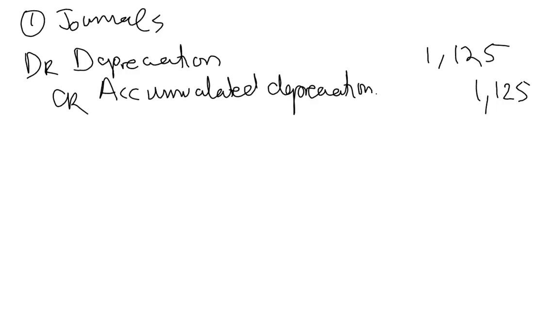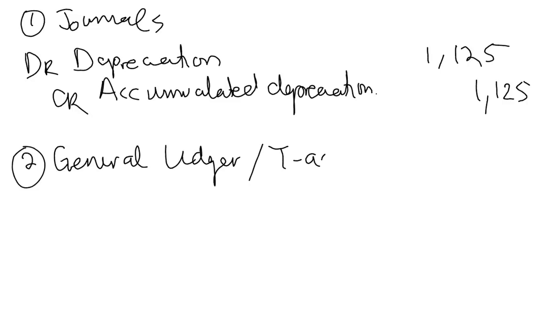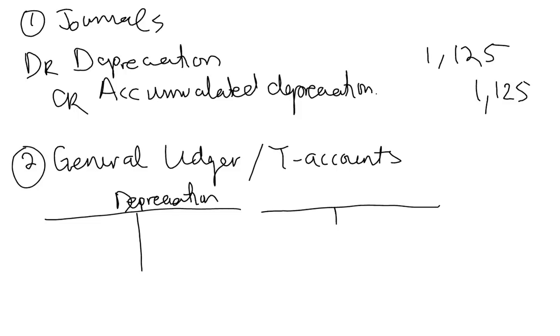Alright, and when we do our T account, so let's say our general ledger, we will have our depreciation. In some cases you also have to work with your machine account, so I'll add the machine as well. So this is our machine account. Do not forget to add your full details. Alright, always add your full details.